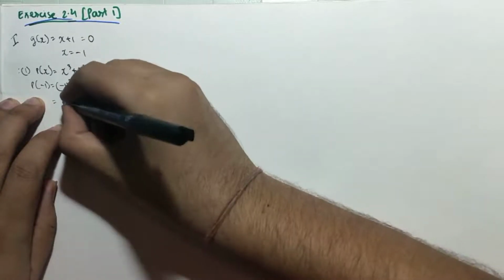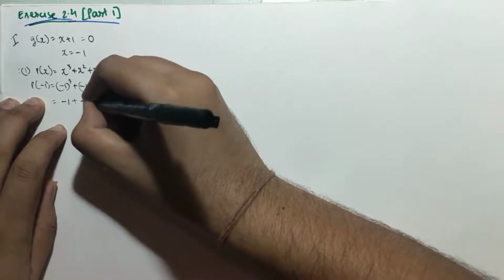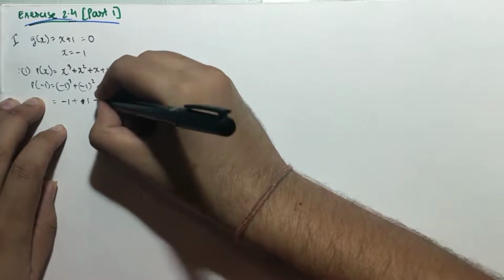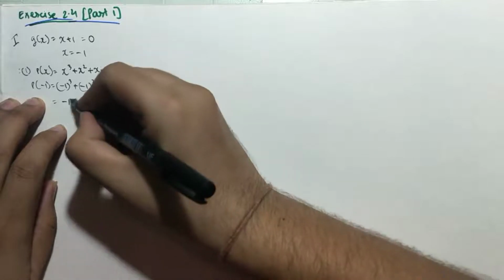What is minus 1 cube? That is minus 1. What is minus 1 square? That is plus 1, so I'll write only plus 1. What is plus into minus? Here it will be minus 1 plus 1. Minus 1 plus 1 will get cut.